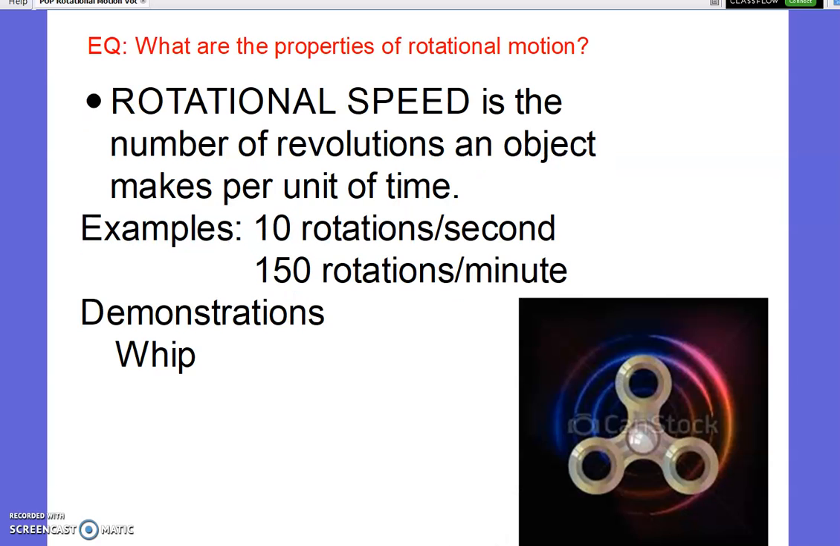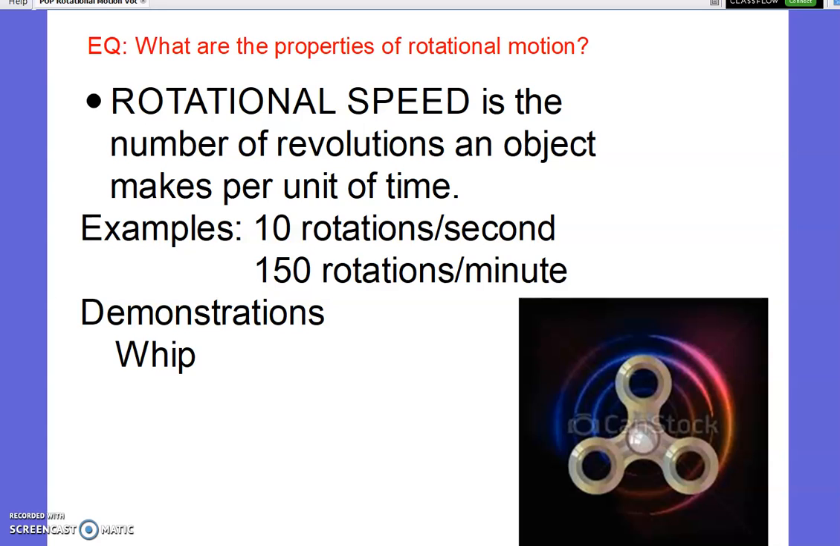Now this is different than what we talked about in this section about rotational speed. Rotational speed is the number of revolutions an object makes per unit time. It is essentially how fast something is spinning. For example, we might have something spinning at 10 RPS, or rotations per second, versus something that might be spinning at 150 rotations per minute, or RPMs. Records spin at either 33 1/3 RPM, that would be for a long playing disc or an album, versus a single that spins at 45 RPM.